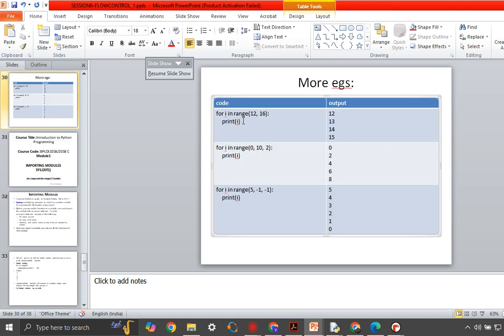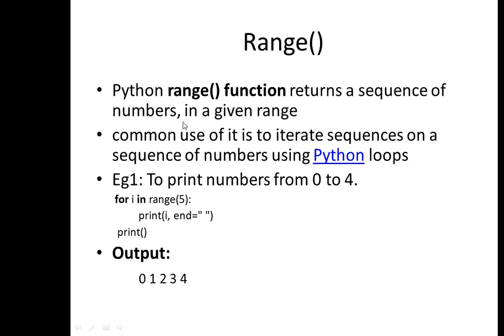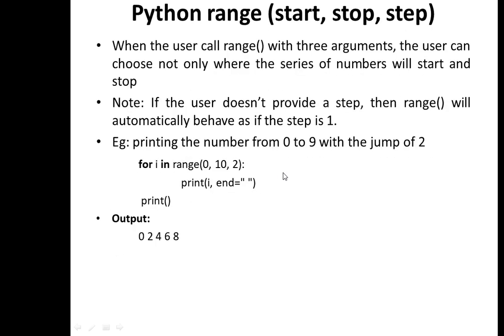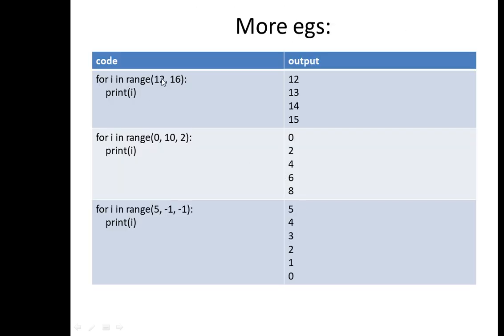So in this example you can see here the range is having just two arguments. 12 indicates the start, 16 indicates the stop. So the value of I will range over 12, 13, 14, 15, and that would be printed. If you have three arguments, 0 indicates start, 10 indicates stop, and 2 indicates the step size. So values will be 0, 2, 4, 6, 8.